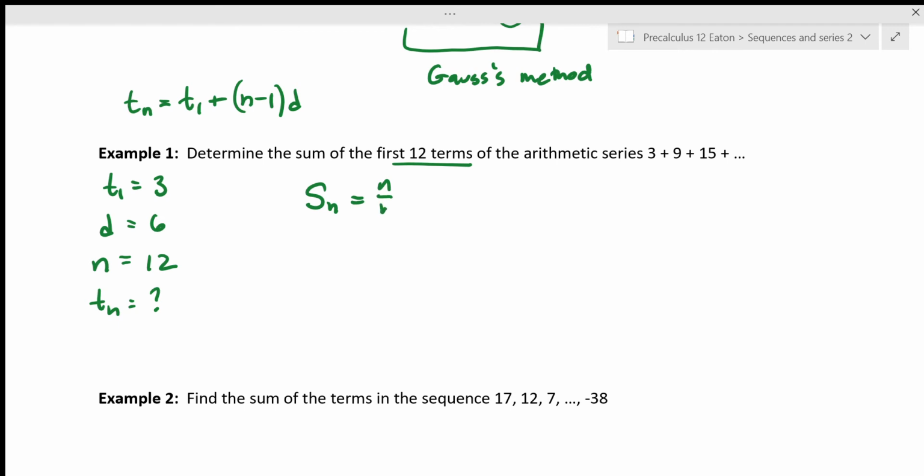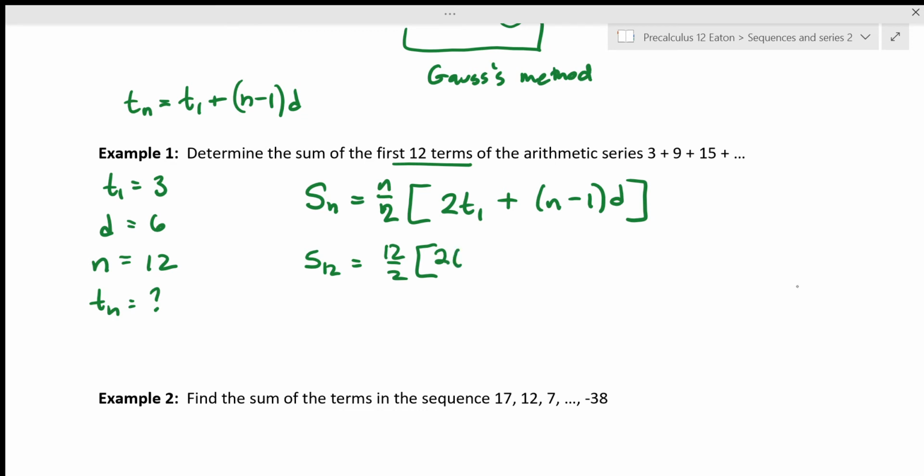So S sub n is n over 2 times 2 t sub 1 plus n minus 1 times d. So now I'm going to replace, so we're looking for S sub 12. And so our S sub 12 is 12 over 2 times 2 times 3, that's our T1, plus 12 minus 1 times 6, which is our common difference. And we can simplify that, so we get 12 over 2 is 6. 6 plus 11 times 6, that's 6 plus 66, which is 72. That's 6 times 72, and that works out to 432.